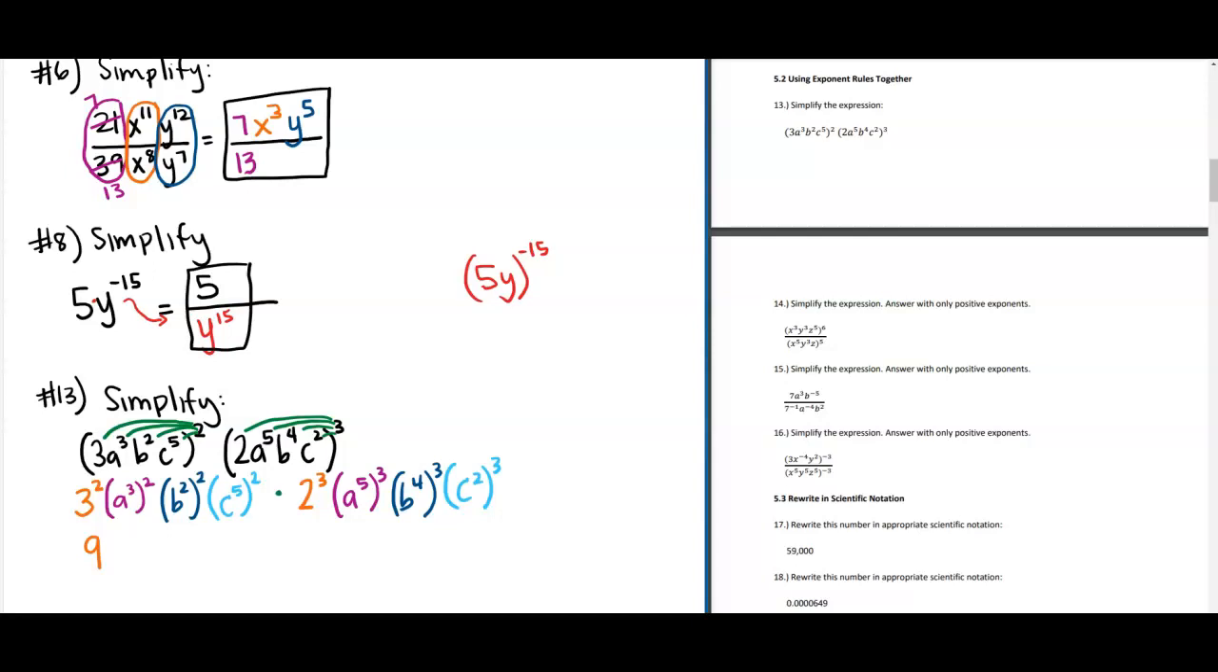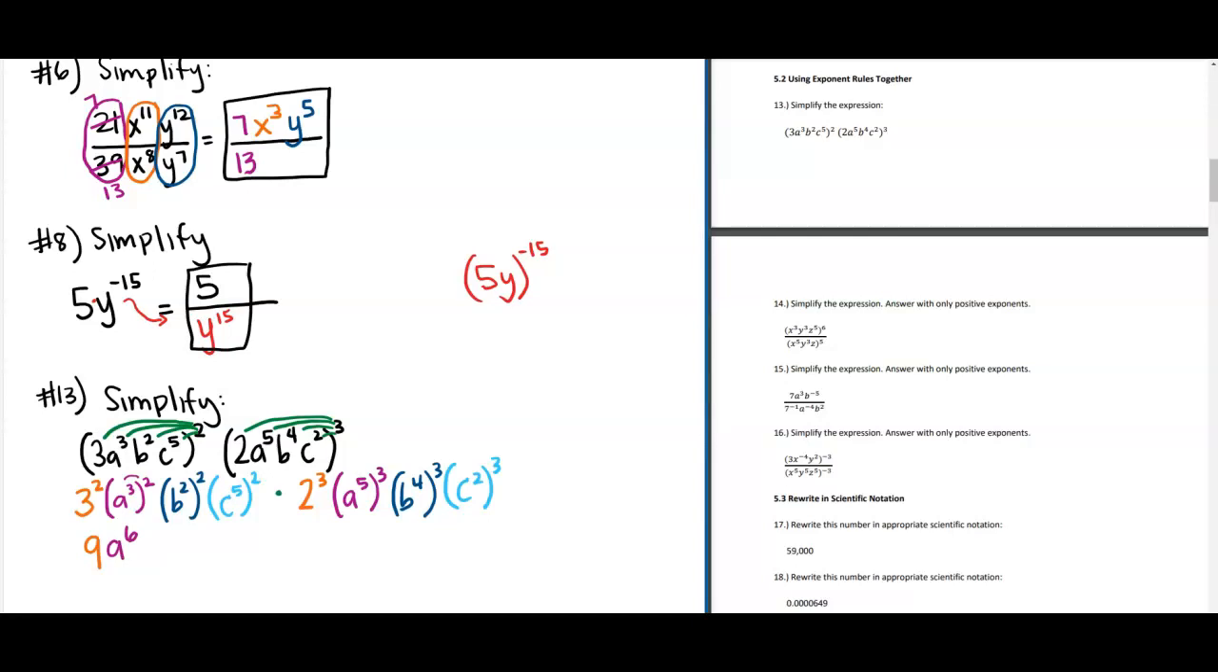Remember here, a common mistake is people try to do 3 times 2. Well, you're not doing 3 times 2, you're doing 3 to the 2nd power, 3 times 3. But when you have a power raised to a power, that's when you multiply those exponents together. So that's going to give us a to the 6th power.